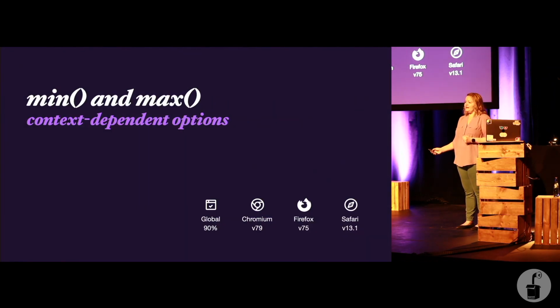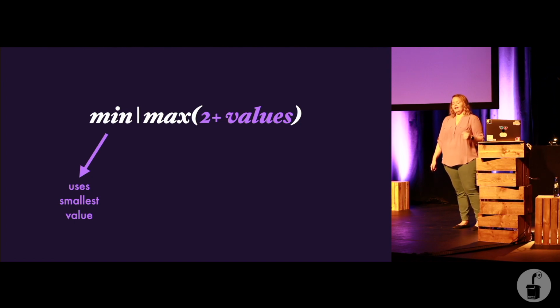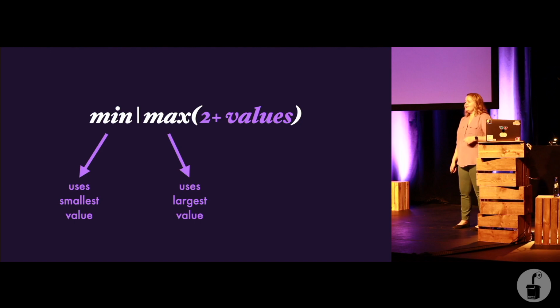Next up, we have the min and max functions. And these allow us to provide context-dependent options. And they're going to have support on par with clamp. Both min and max accept 2 or more values, where the use of min means the browser will select the smallest computed value, and inversely, with the use of max, the browser will accept the largest computed value.